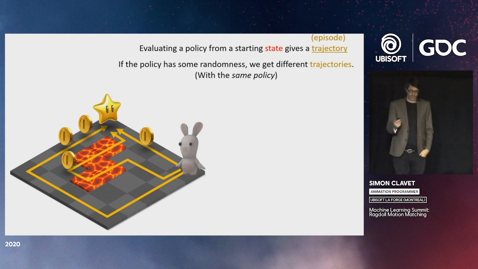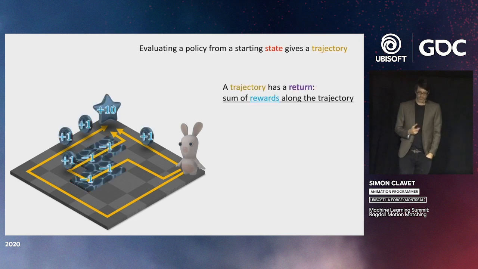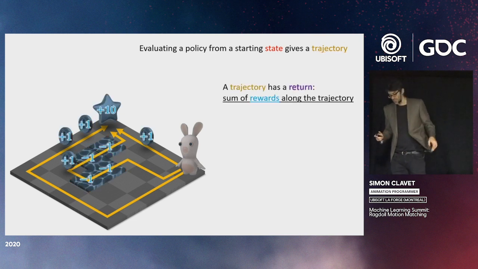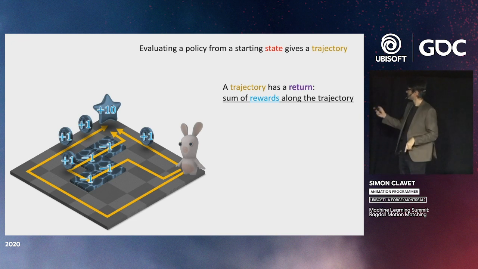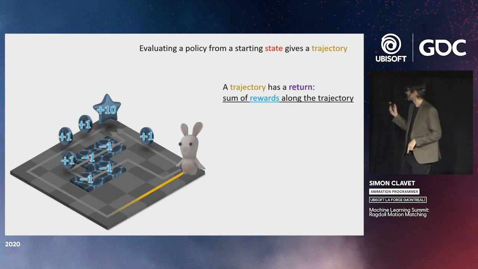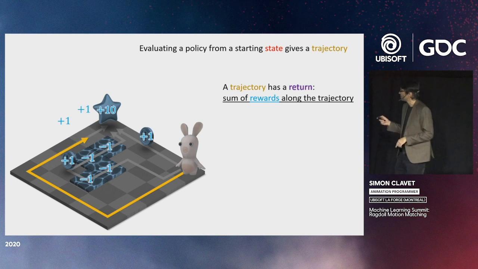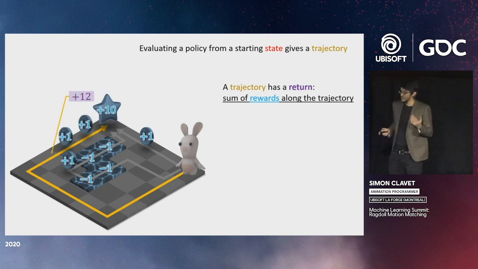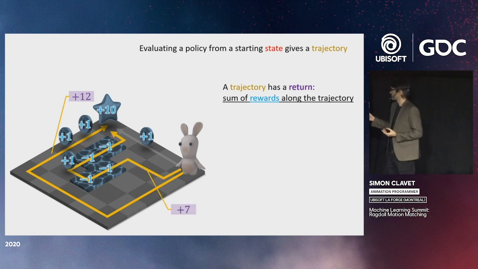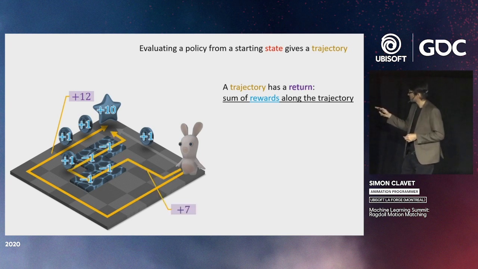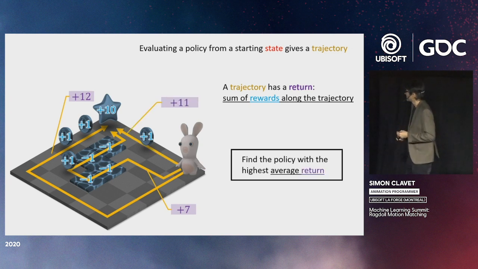And now we need to define another thing. What's the return of a trajectory? It's the sum of rewards along the trajectory. You just sum all the rewards that you got along the trajectory, and it gives you a return. Like this trajectory there, you sum the rewards you get: +1, +1, +10. So the return of this specific trajectory is 12. But with the same policy, you get different trajectories with different returns. And now the important thing we can define is the average return that you get with this policy.